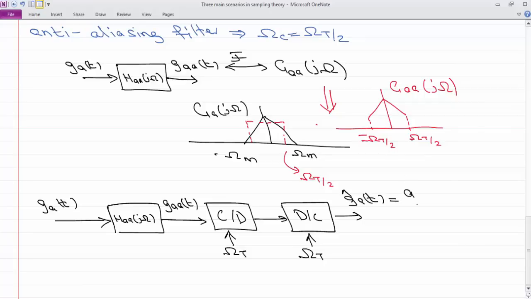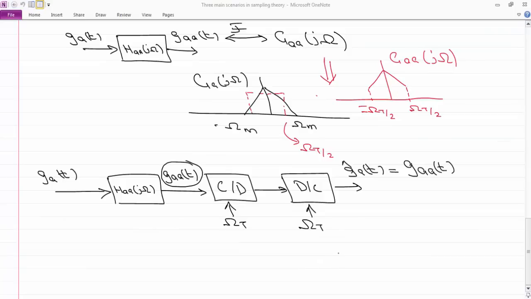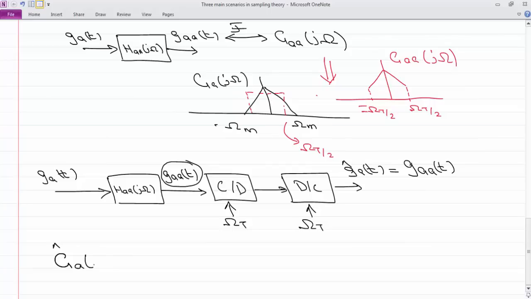G hat a of t in that case will be equal to g_aa of t, because now this signal is perfectly band limited, so my output will be exactly the input of the sampling operation, which is g_aa of t. So this means that the Fourier transform of your output, G hat a of j omega, is equal to the Fourier transform of your anti-aliased signal, G_aa of j omega. So your output is going to be shaped like this, from minus omega t by 2 to omega t by 2.